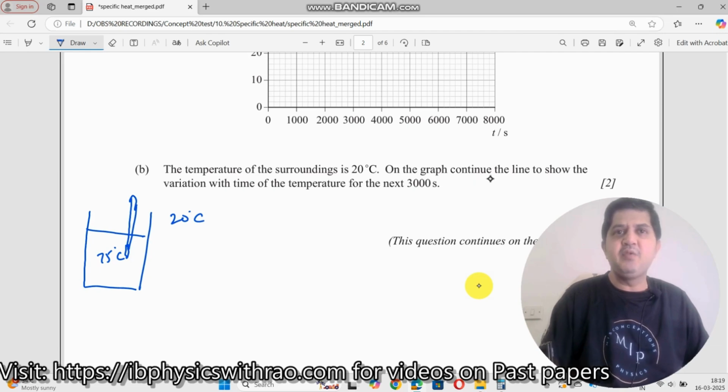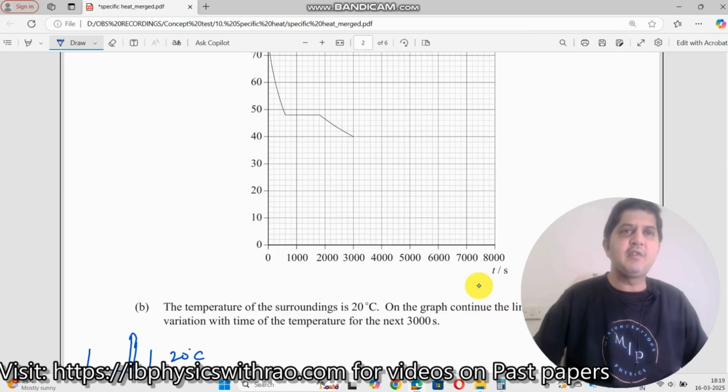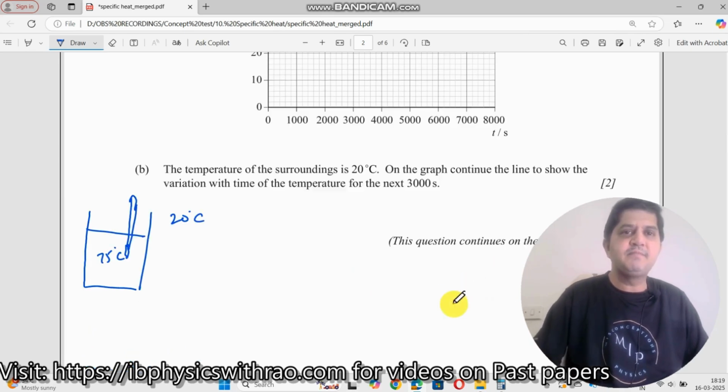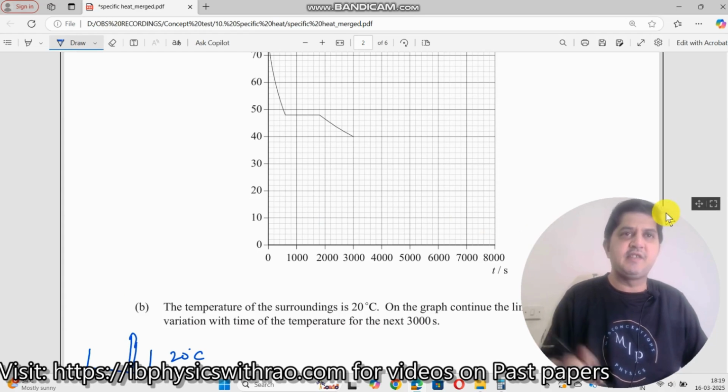On the graph, continue the line to show the variation with time of the temperature for the next 3000 seconds. So what are you going to do? You are going to find out for the next 3000 seconds. Starting from here, how is the variation seen? Let me assume that this goes like this. So it will go like this over here. See here, it is reducing.